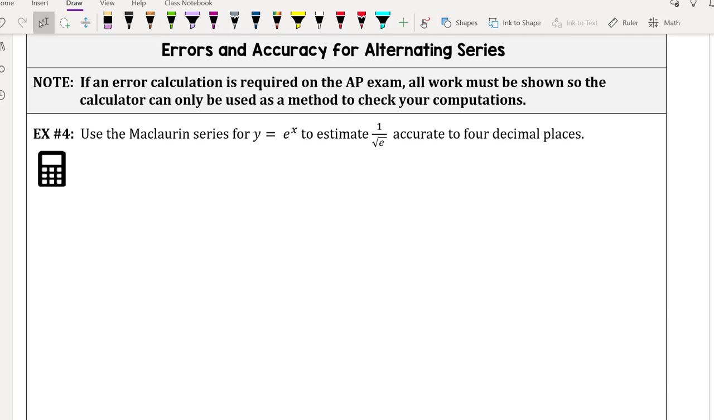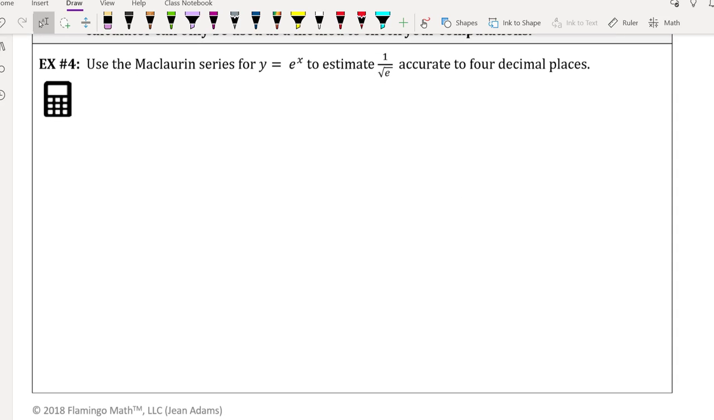So for number 4, we are to use a Maclaurin series for y equals e to the x to estimate 1 over the square root of e accurate to 4 decimal places. So what we're going to do is start by writing our Maclaurin series for e to the x and then change it so it works for 1 over the square root of e. So just to review, e to the x is the summation n equals 0 to infinity of x to the n over n factorial.